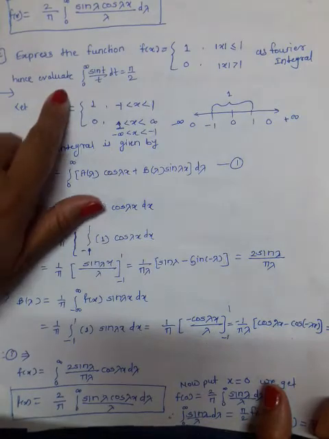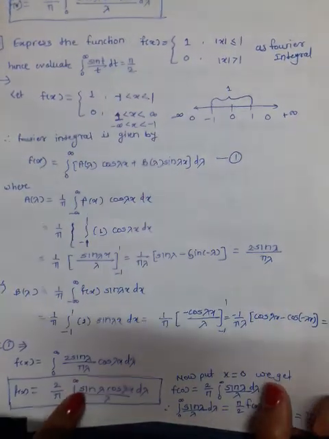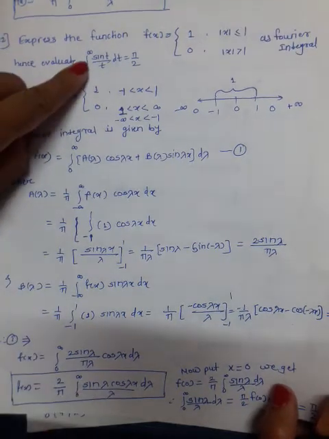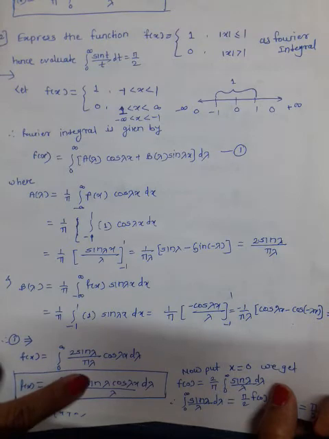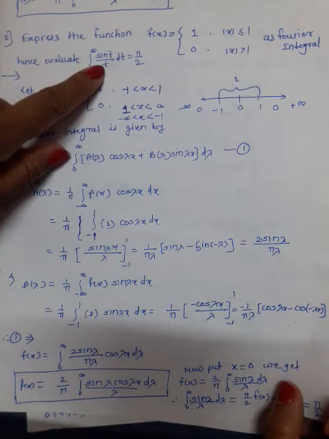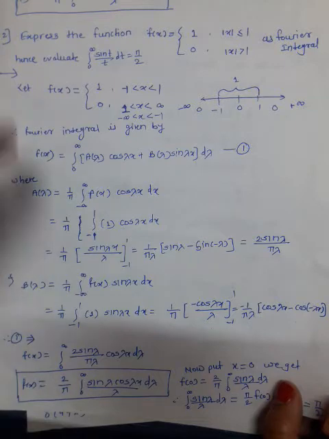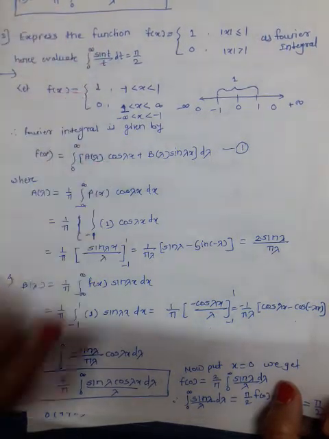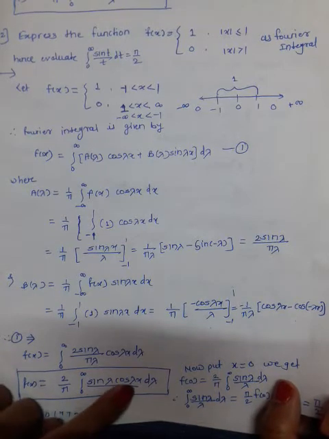Now the 'hence evaluate' questions depend on the earlier answer. What we have to find is this. If you observe this example and this integration, we need only sin t upon t. T is a dummy variable, okay? Here lambda is a variable, nothing different. Sin t upon t only we want. Here sin lambda upon lambda only we want. We don't need cos lambda x.